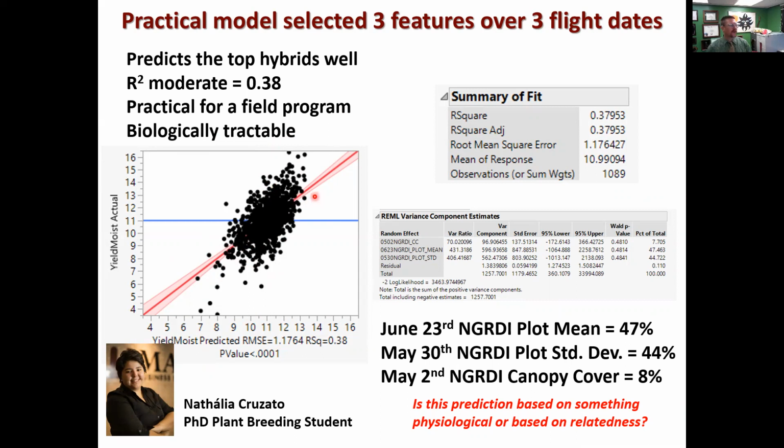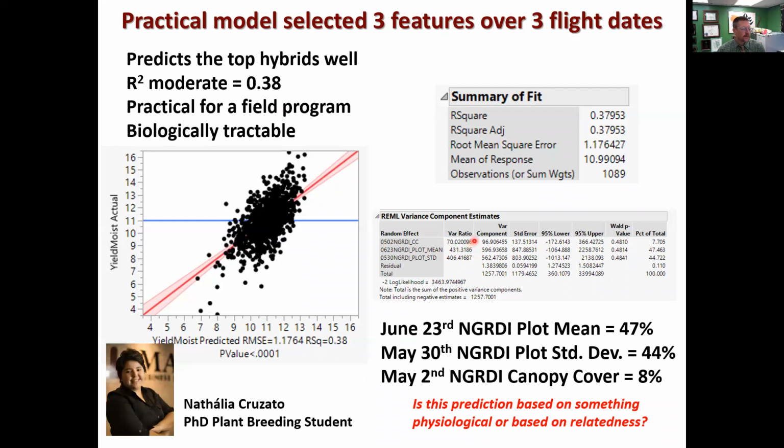And so what she was able to find was with 3 flights collected in May and June. This was well before flowering, NGRDI canopy cover, a little bit after flowering, NGRDI plot standard deviation, and about a month after that, NGRDI plot mean. And she was able to predict the top 10% of yielders.